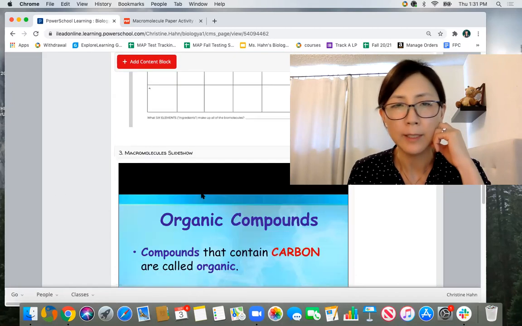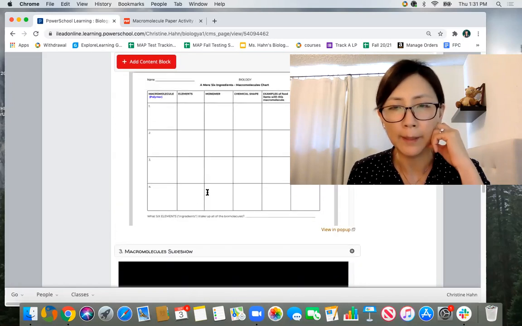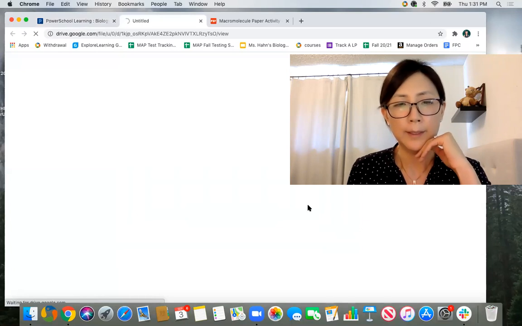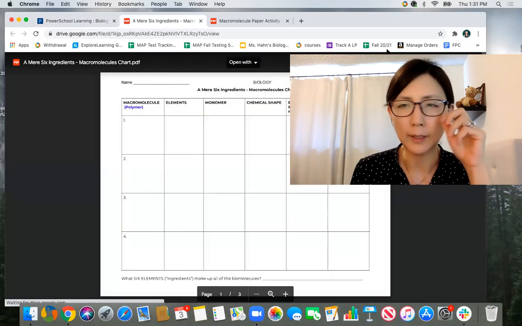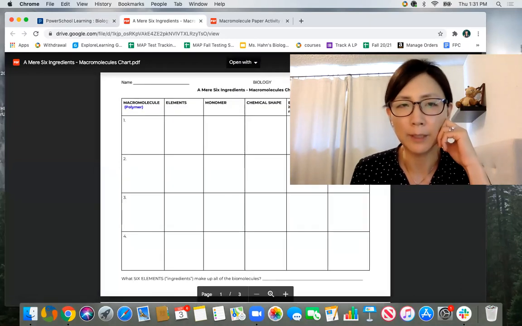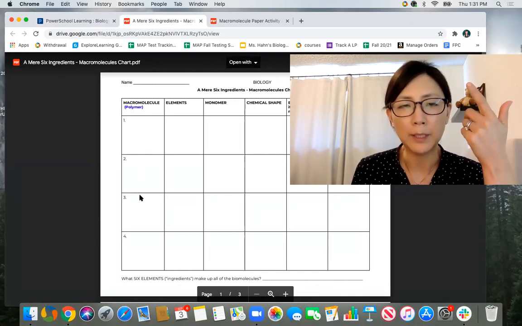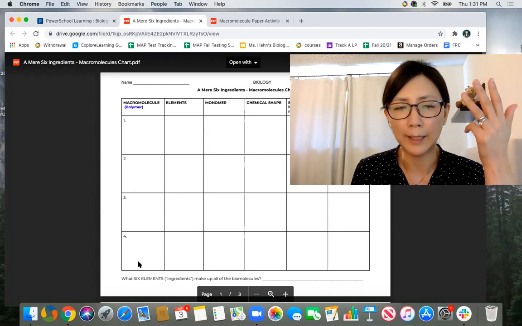Okay, and just to take a look quickly at this chart, most of it is going to be really easy to fill in, but there's a couple sections that you might have a question on. So here you're just going to put down, is it a carb, protein, lipid, nucleic acid?